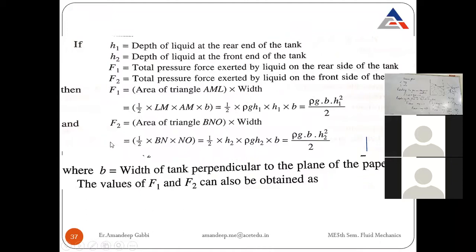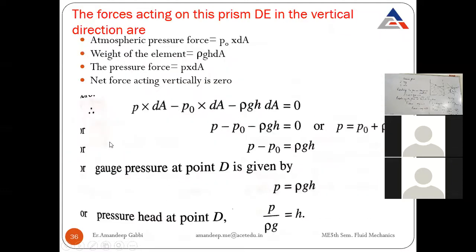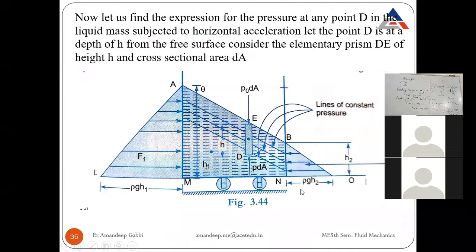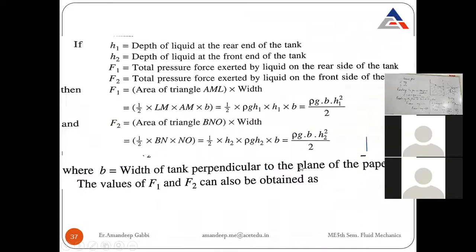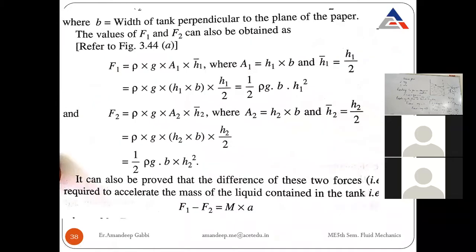Similarly, force at the other side. This is rho g h2 into h2. This is base, this is height, half into base into height into B. Rho g B into h2 square by 2. Now B is the width of the tank perpendicular to the plane of the paper. This is the value of F1 and F2. You can calculate this F1 and F2 by using this formula.